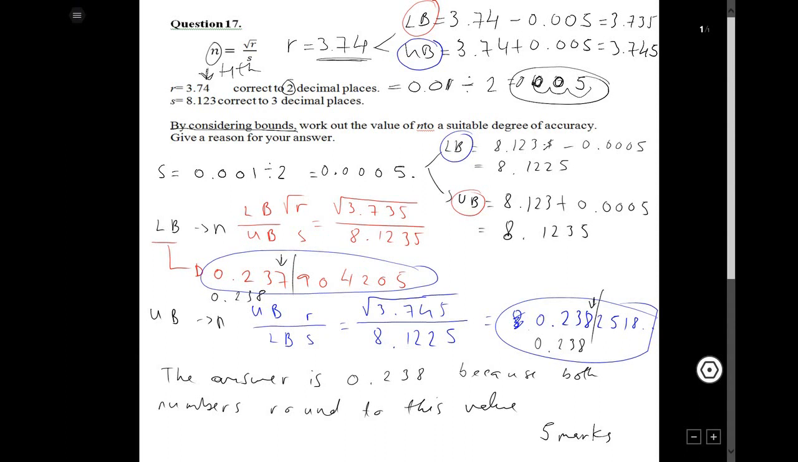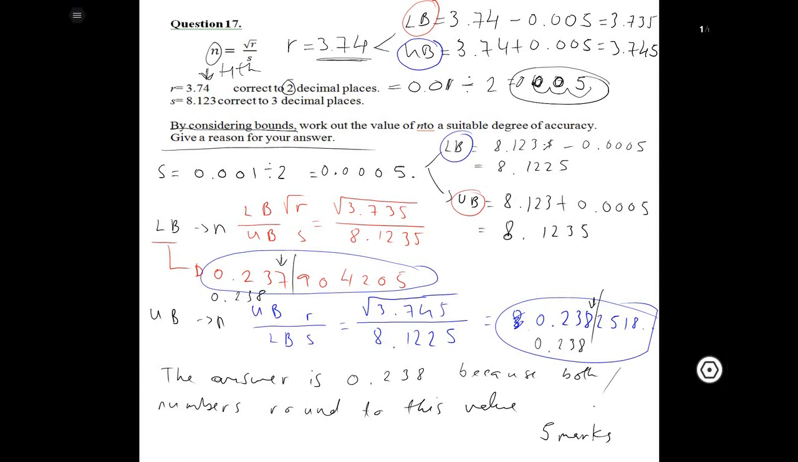Okay, and that's it. So if it says give a reason for your answer, just make sure you say something, anything worded, obviously reflecting your answer.